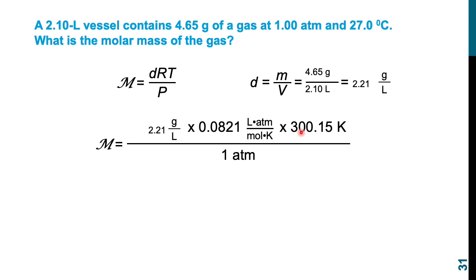300.15 Kelvin. 315 Kelvin. Okay, this is temperature from here, 27 degrees Celsius. And then divide with pressure. Pressure is 1 atm. So just solve all the formula. Okay, you can cancel all the unit. So molar mass is equal to 54.5 gram per mole. So this is the answer for the molar mass of the gas.